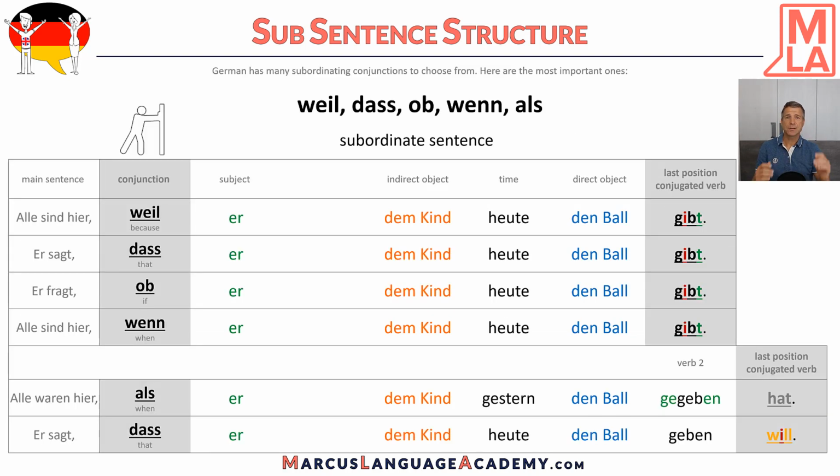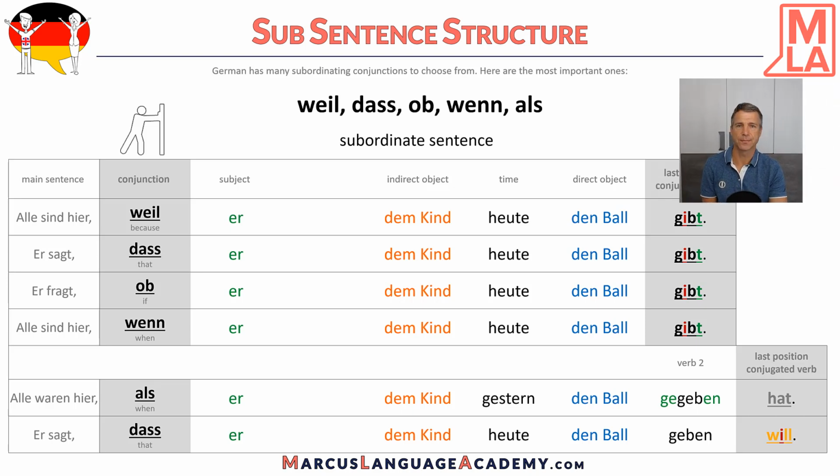So that's a little bit the most important things to know about the sub-sentence structure. There are other types of sub-sentences, but this is a beginner course and I want to give you the most important information to really master the A2 level. So stay with these conjunctions and remember that we have sub-sentence structure in German.